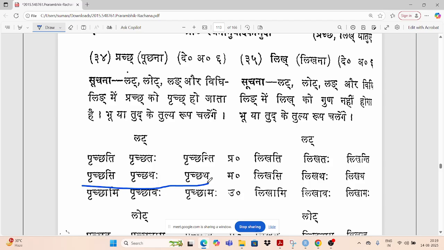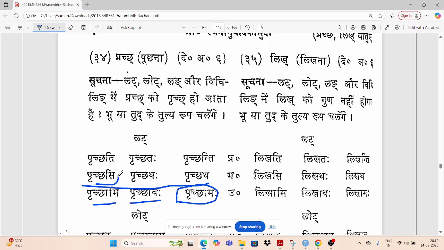And the third is the Uttama Purusha, which is when I'm talking about me, or we both, or we three or more than three. That is the other thing. So it was said, Karta ke anusar kriya ka purush evam vachan hota hai. So if I say prichhami, it would be aham prichhami. मैं पूछता हूं. पृच्छावह, हम दोनों पूछते हैं. पृच्छामह, हम तीनों पूछते हैं.